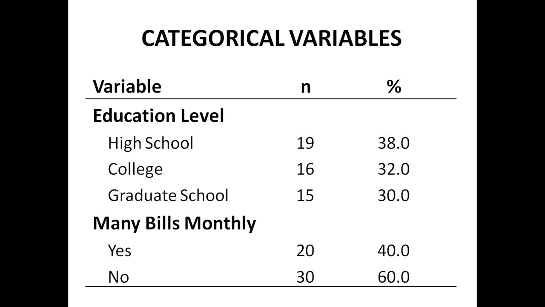Now our categorical variables, right? We would like to present the n, which is the number in each category, and the percentage, right? So as we said, we have our number in high school and the percentage, right? The same for college and graduate school. And then for many bills monthly, we also present, yes, how many people have many bills monthly, and no. So yes is 20, which is 40%, and no is 30, which is 60%, which is also what we went over in the output, right?